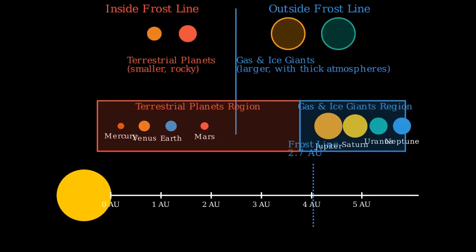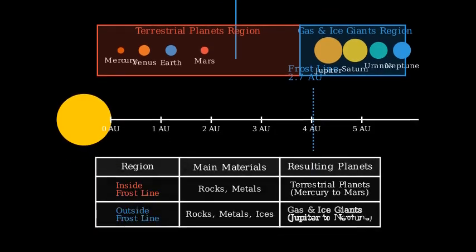It's important to note that while the orbits we see today are stable, some of the planets may have migrated from their original formation positions. Let's summarize what we've learned in a table.